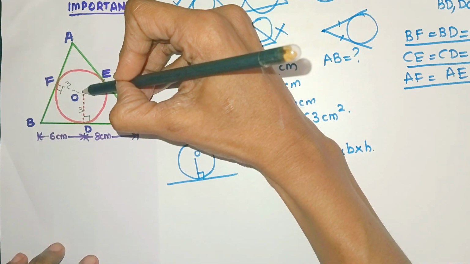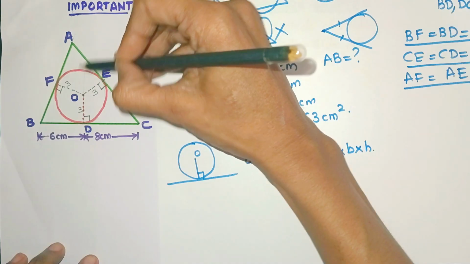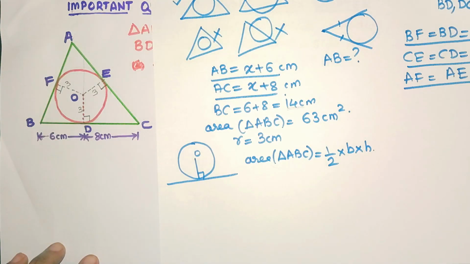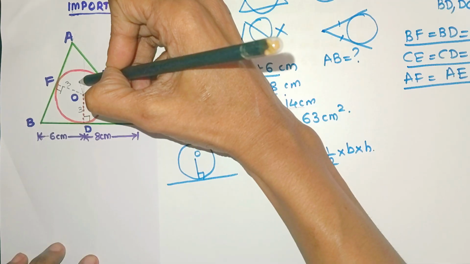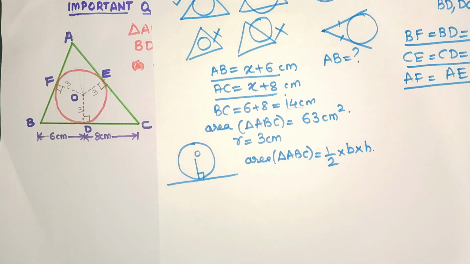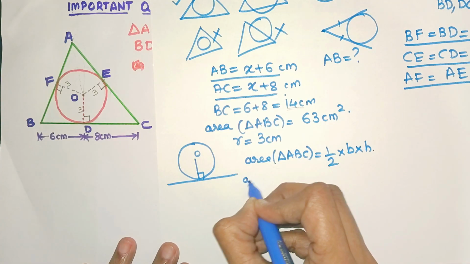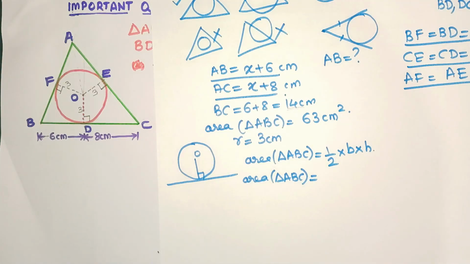See, I can't find out the height because this will not be the correct height. If I draw this line like this, it will not be the correct height. And if I join these two, it is not a straight line at all. So we cannot find out the height of this entire triangle. So how do we find it out? Well, there is another way. What we can do is we can break this triangle into smaller triangles whose height we know.